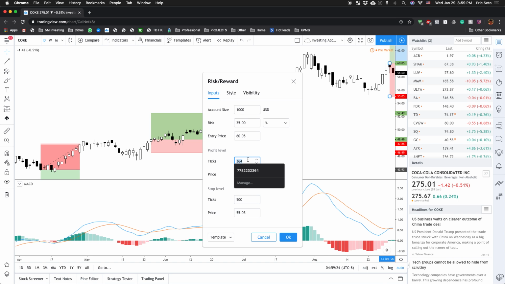And then in this case, I want to double. You know, seems like a risk to reward ratio of 2-to-1 is working out for me. So I'm going to aim for a price of 70. And then I'm going to aim for a stop level of 50.